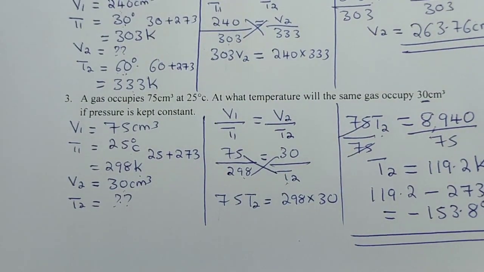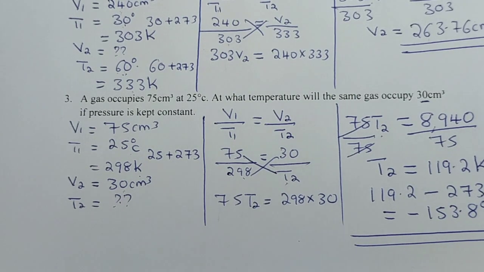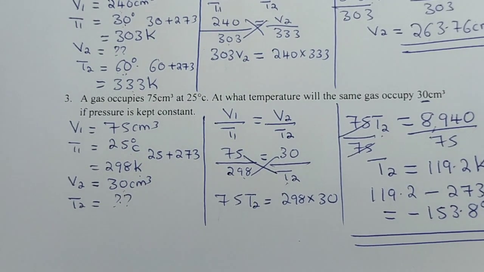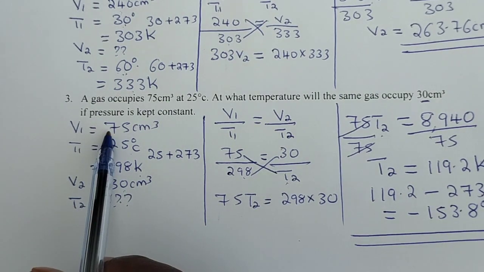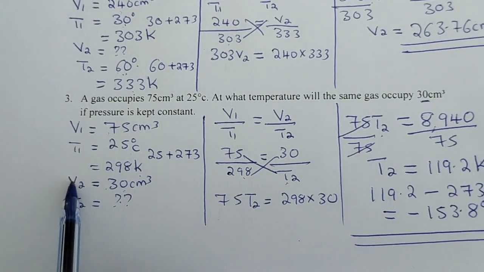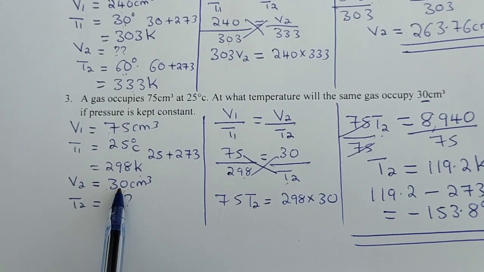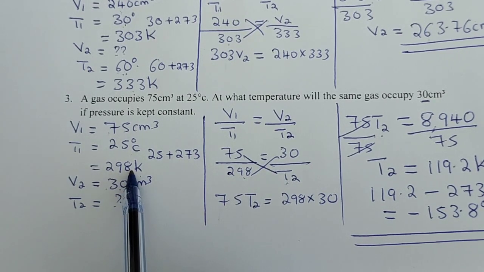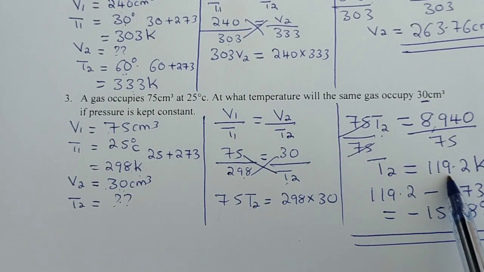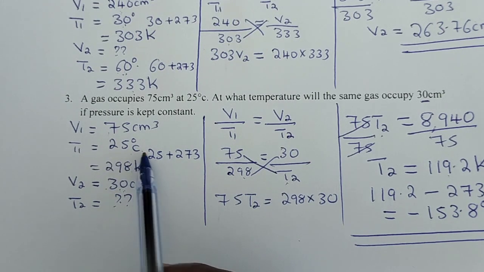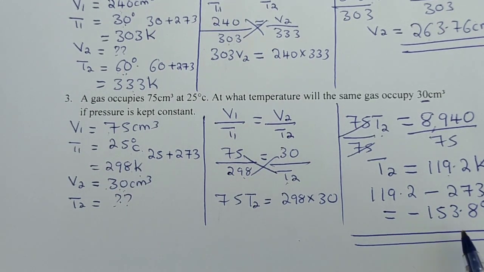So let's see now the implication of the Charles law. If the volume increases, the temperature increases. If the volume decreases, the temperature will decrease automatically. From this one, the volume is 75 and here it is 30, meaning the volume has decreased from 75 to 30. If the volume decreased, what do we expect for the temperature? Also the temperature to decrease. Our temperature is 298, it has decreased to 119. Or it is 25 degrees Celsius, it has decreased to negative 153.8 degrees Celsius.